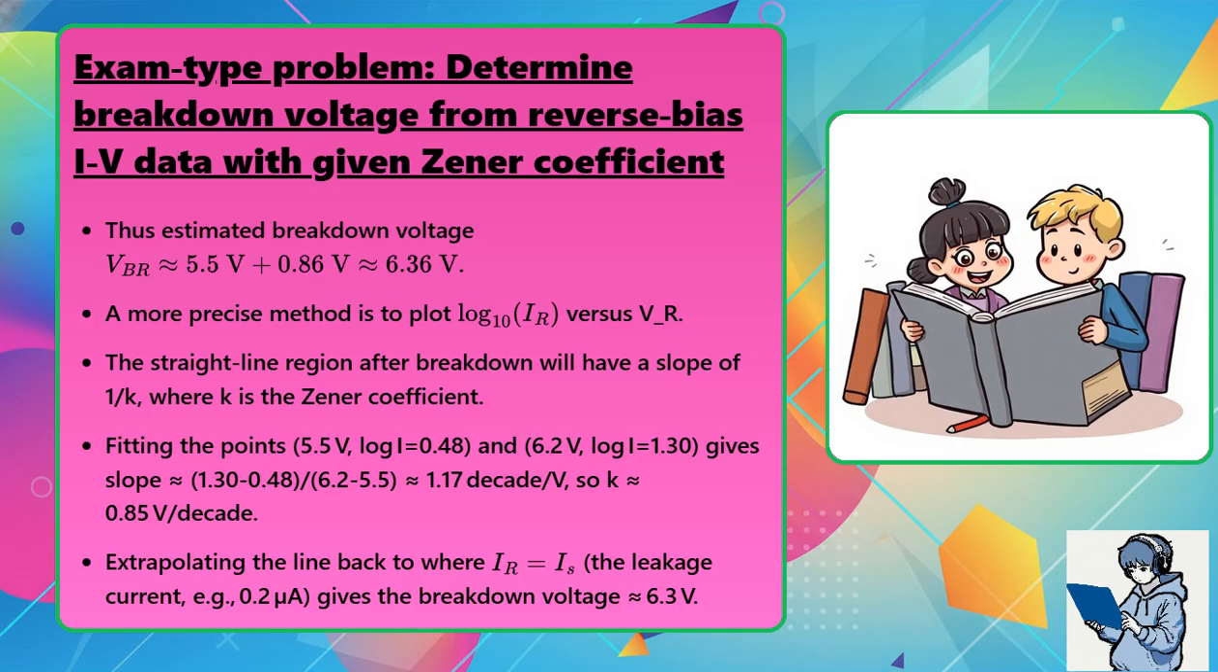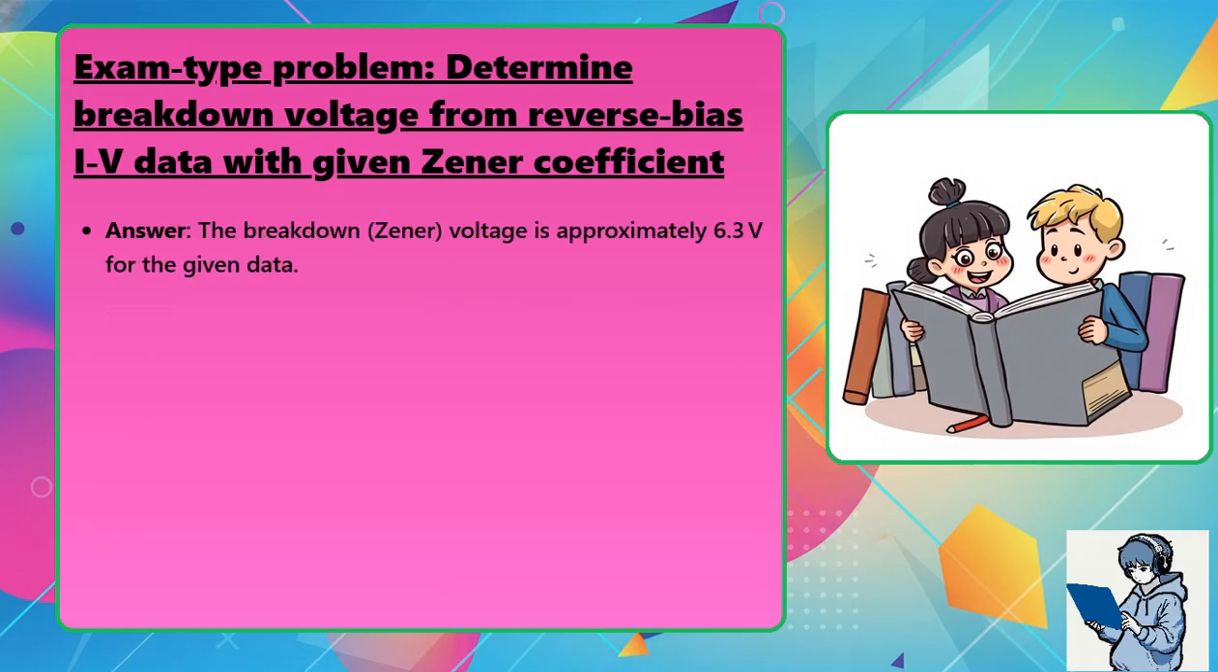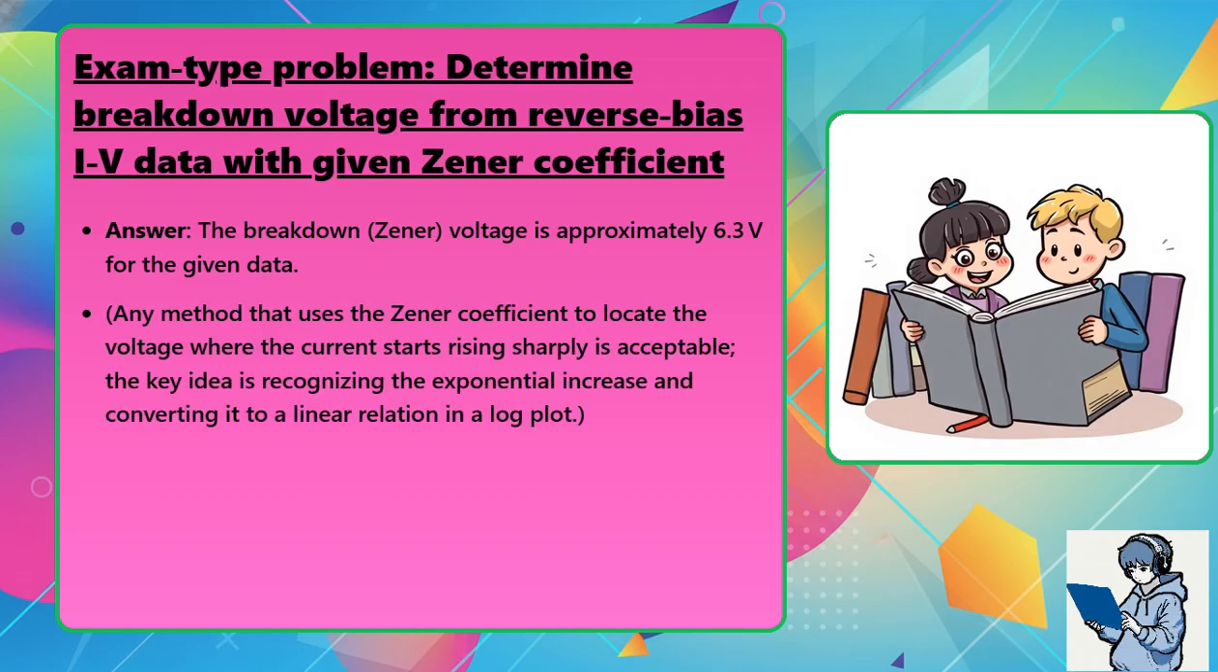Extrapolating the line back to where I sub R equals I sub S, the leakage current, for example 0.2 microamps, gives the breakdown voltage approximately 6.3 volts. Answer: the breakdown Zener voltage is approximately 6.3 volts for the given data. Any method that uses the Zener coefficient to locate the voltage where the current starts rising sharply is acceptable. The key idea is recognizing the exponential increase and converting it to a linear relation in a log plot.